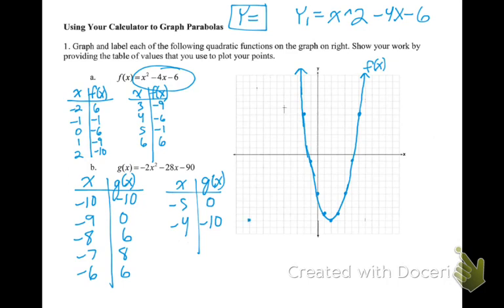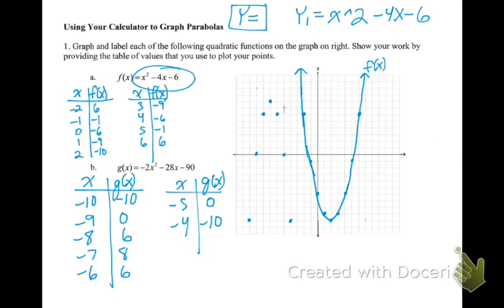So negative 10, negative 10. There's a point right there. Negative 9, 0. There's a point right there. Negative 8, comma 6, right here. Negative 7, comma 8, there. And then fill out the rest of the parabola to negative 4, negative 10.